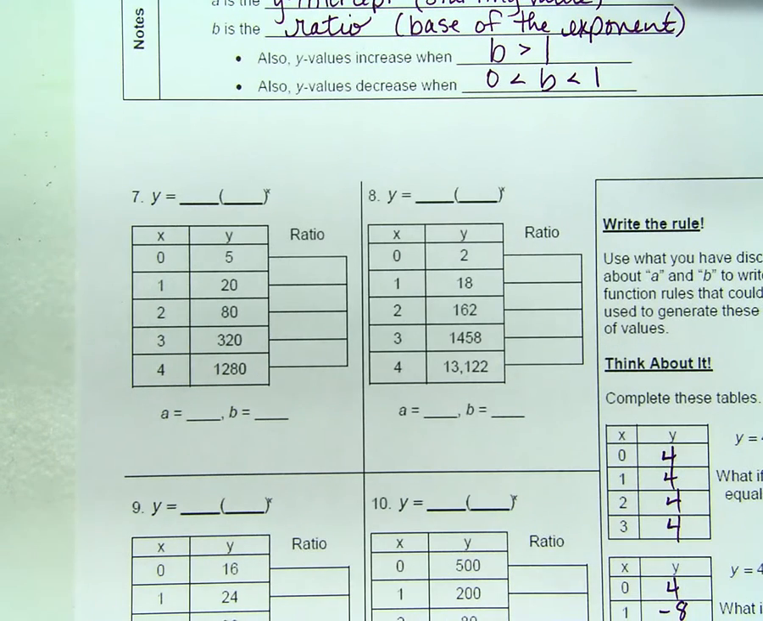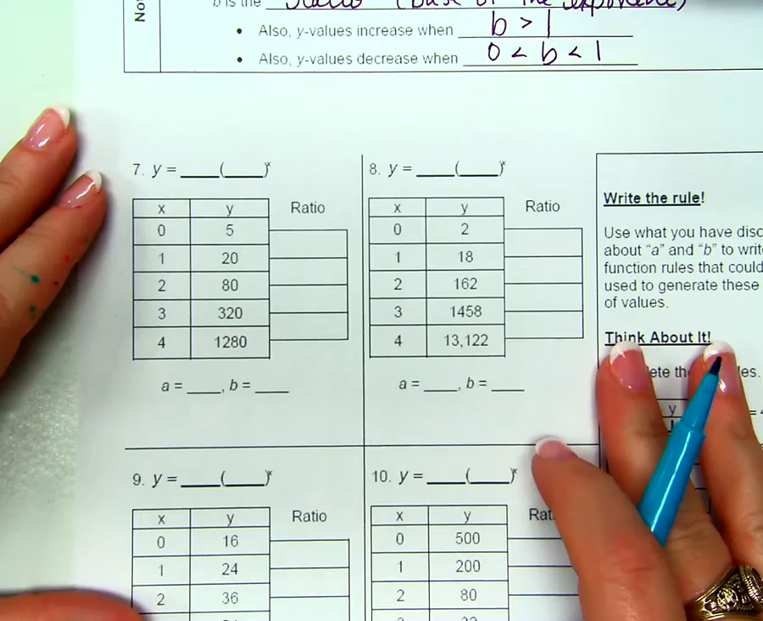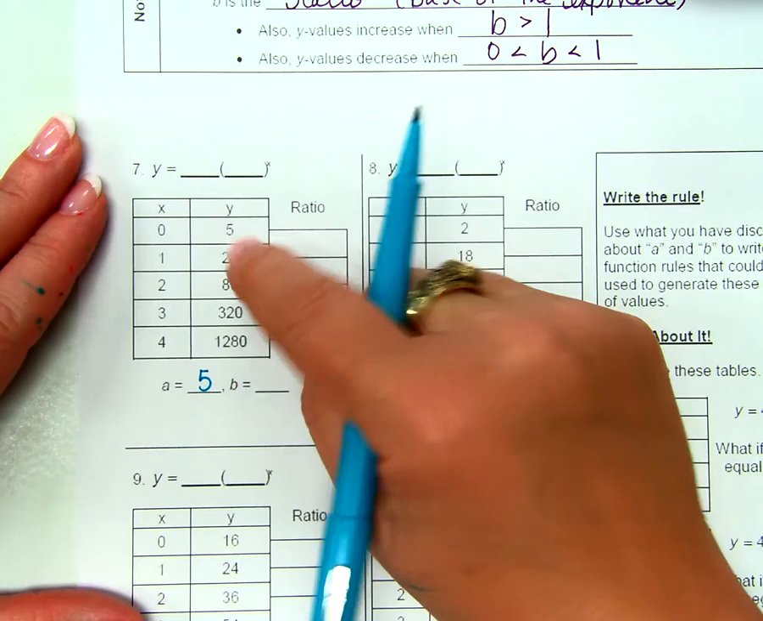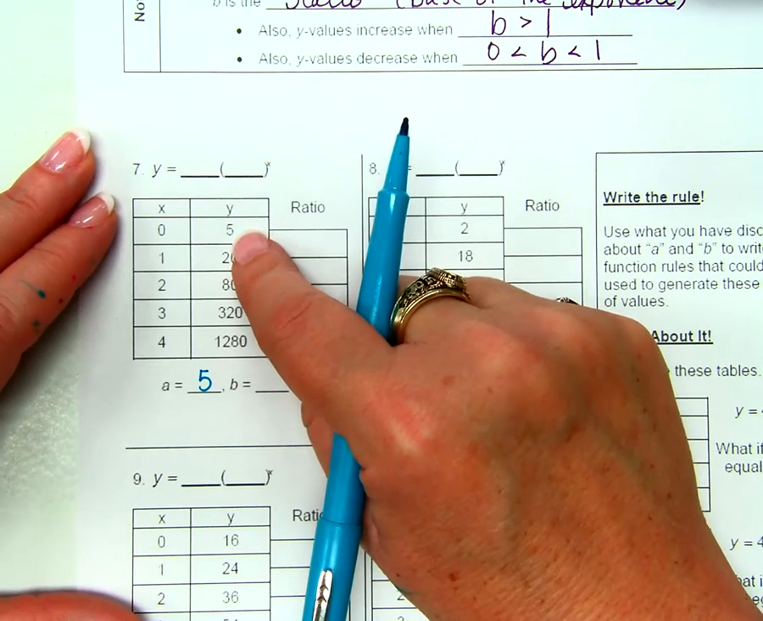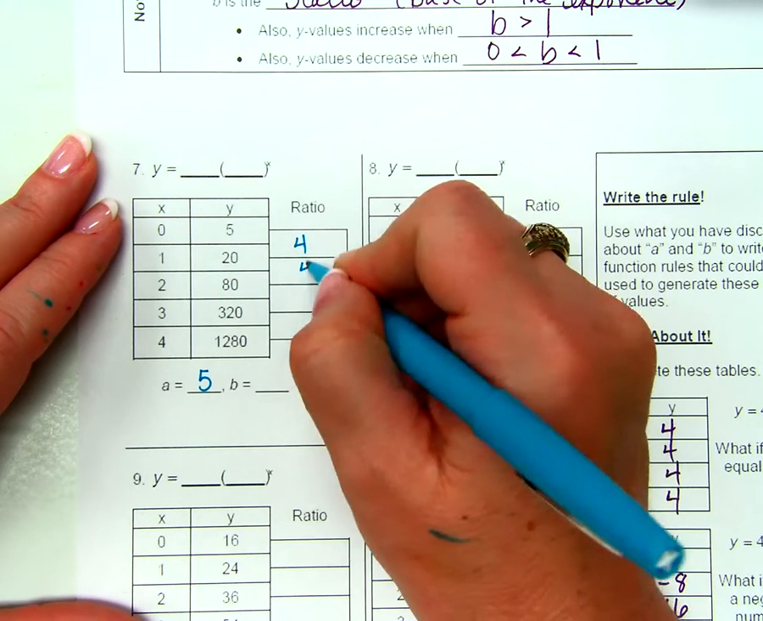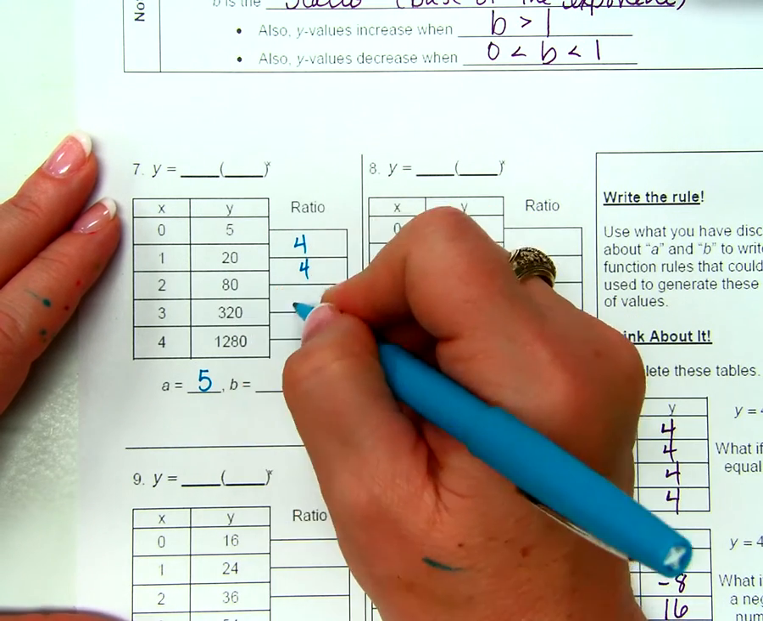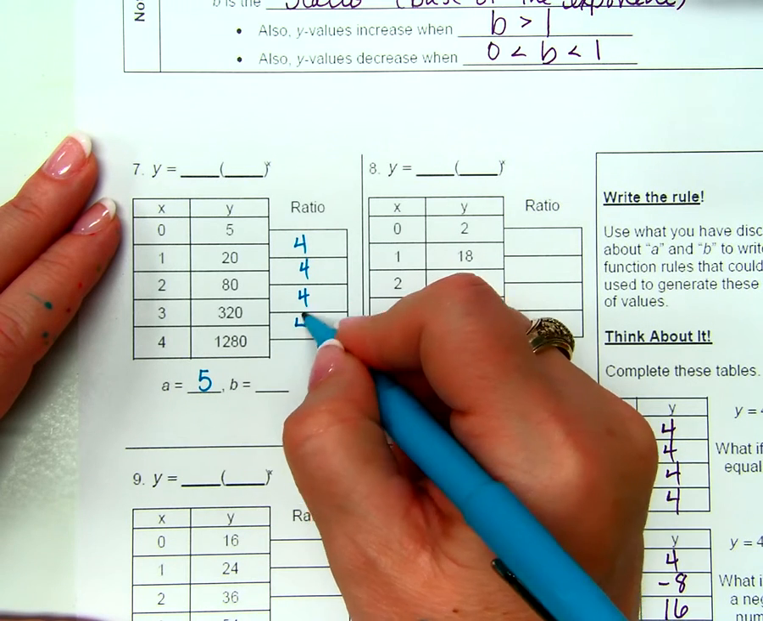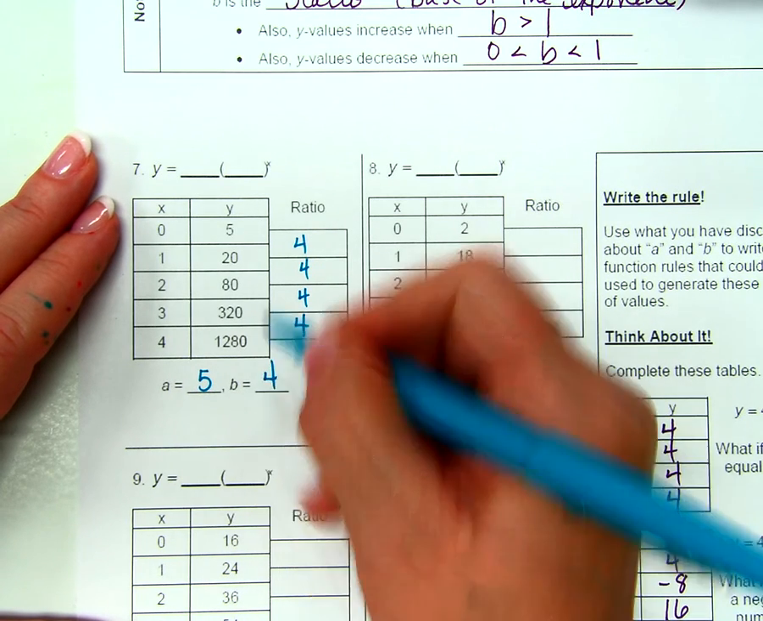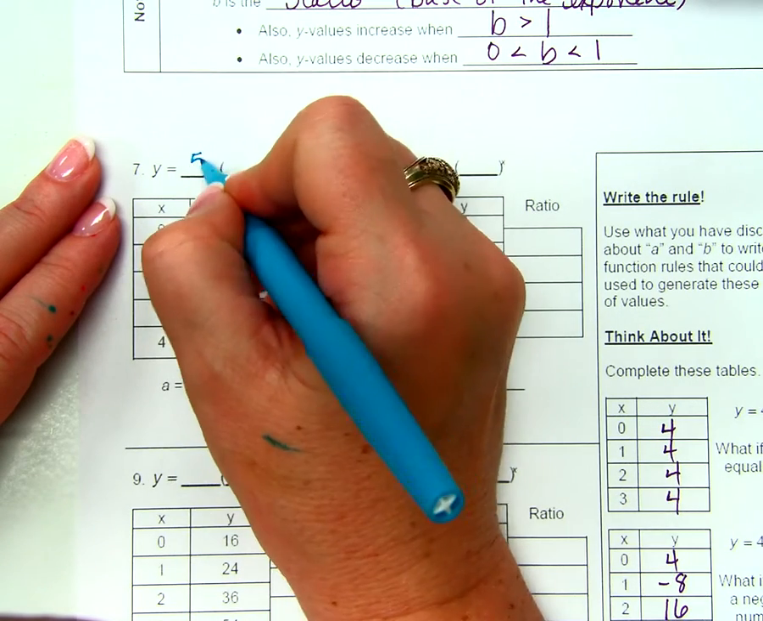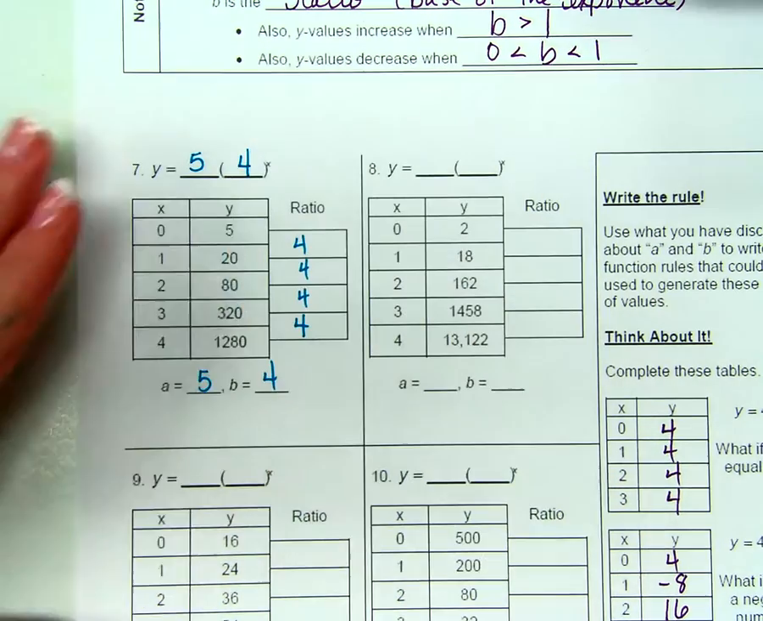What can you tell me already? Yeah, A is 5, isn't it? A is 5. What is 20 divided by 5? 4. What is 80 divided by 20? 4. What is 320 divided by 80? 4. What is 1280 divided by 320? What's B? 4. What's the equation? 5 times 4 to the x power.